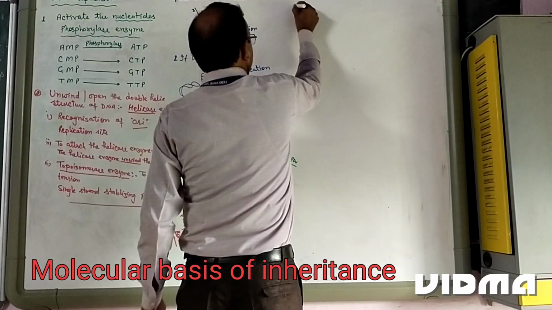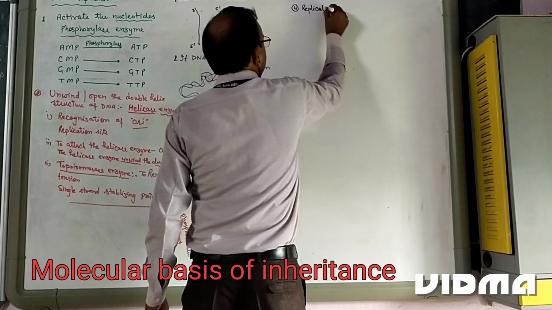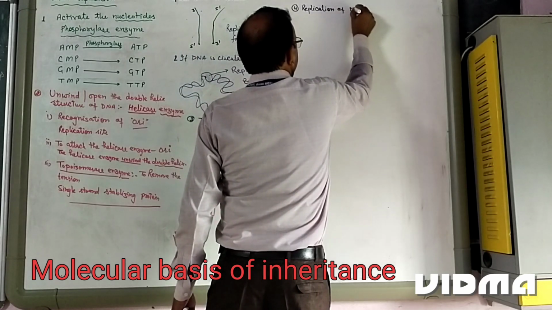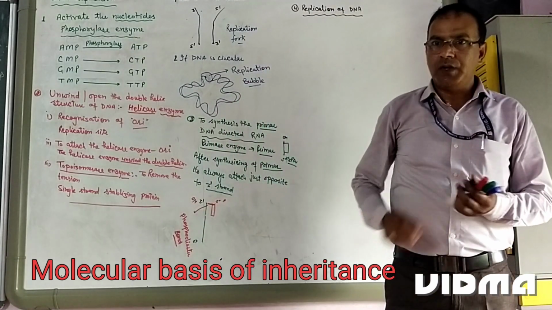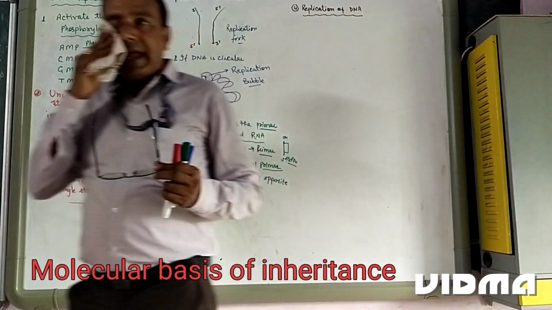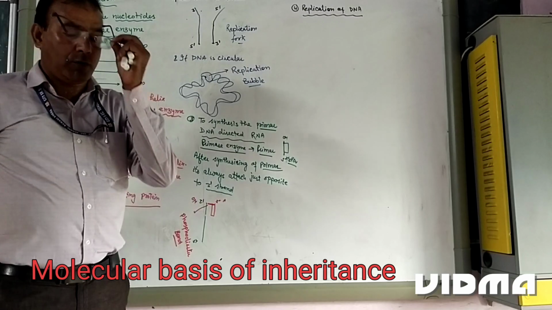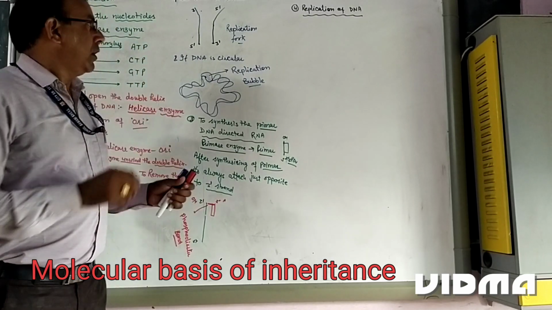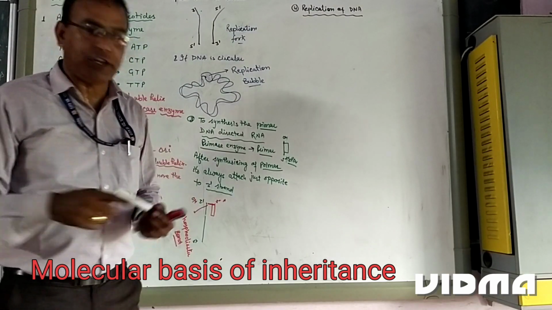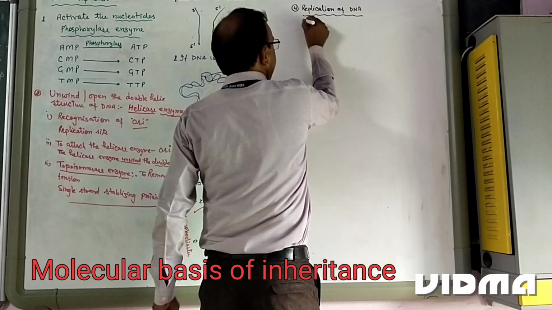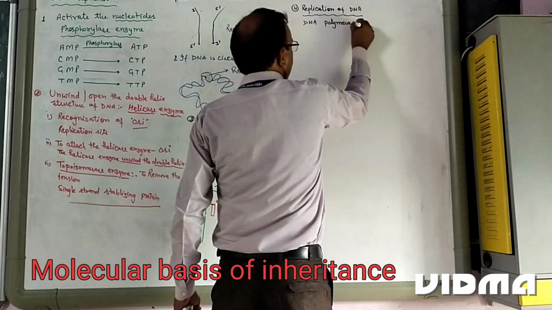Next part is the fourth one, replication of DNA. In the previous part, we discussed different types of replicating enzymes. Those enzymes all help in synthesis and replication. But one enzyme which not only helps synthesize or replicate the DNA is DNA polymerase 3. So replication of DNA can take place under the influence of DNA polymerase 3.